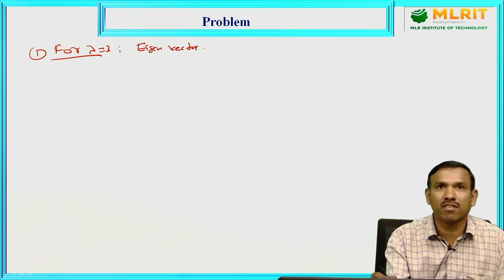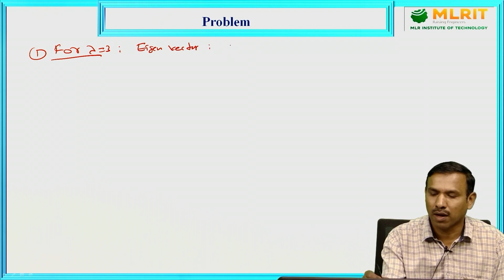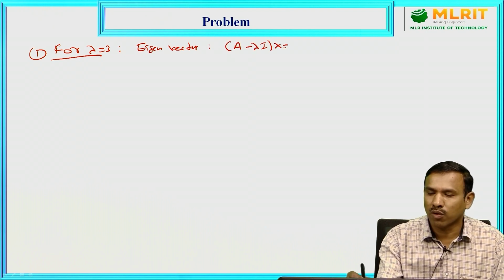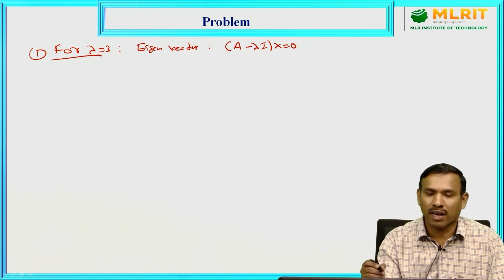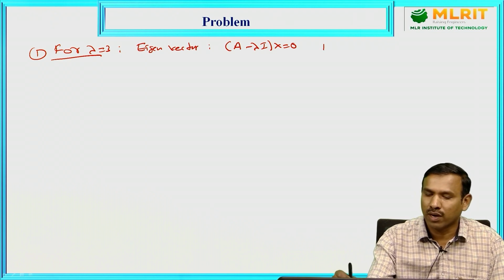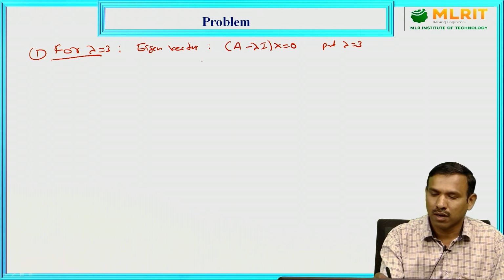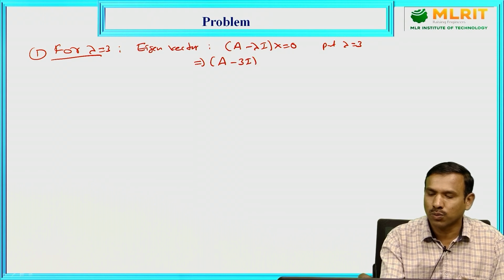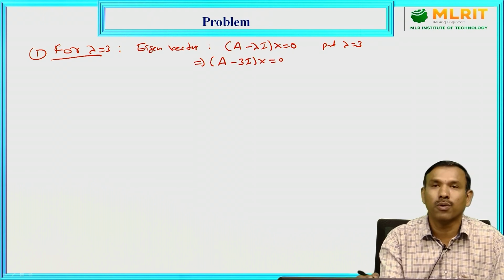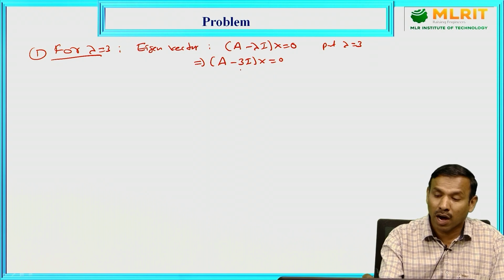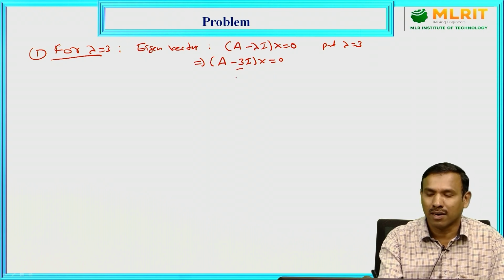We discuss the formula. What is the eigenvector formula? A minus lambda I into x is equal to 0. This is the formula to find the eigenvector. Here we put lambda equal to 3, so A minus 3I into x is equal to 0. A minus 3I means we have to subtract 3 from the principal diagonal elements of the given matrix A.